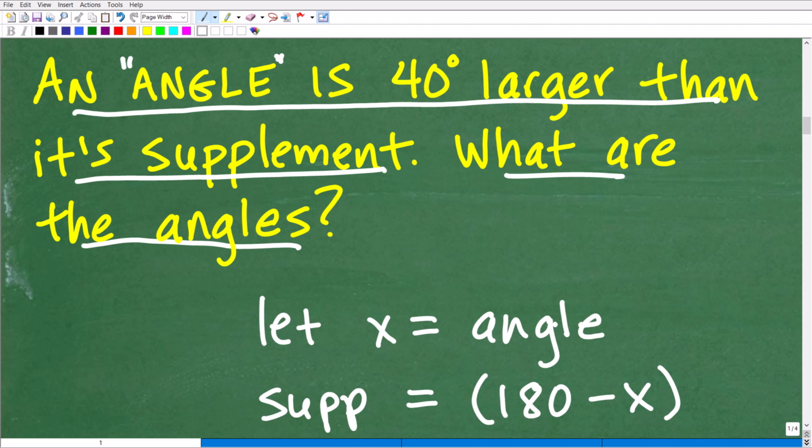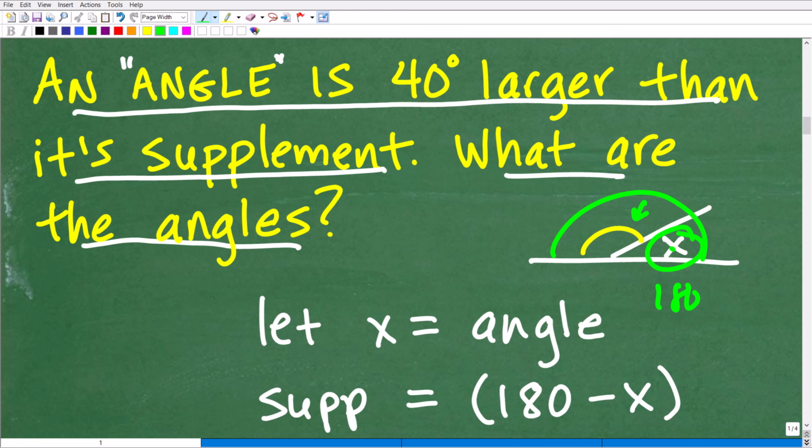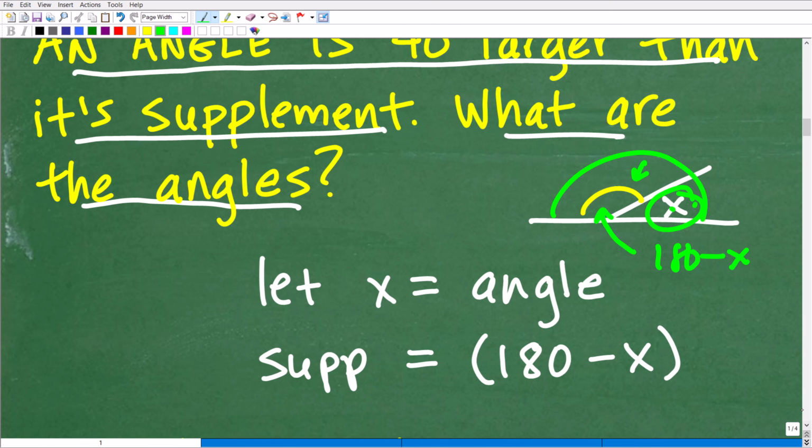If x is the angle, what would be the supplement of that angle? Let's say we have something like this. A little picture can help you out. If this is angle x, what is the supplement? This would be the supplement right here, of angle x, given that this is a line. To get this angle, all we need to do is subtract the angle from 180 degrees. So 180 minus x will give us this angle here. This would be the supplement. This is the next part of this problem.